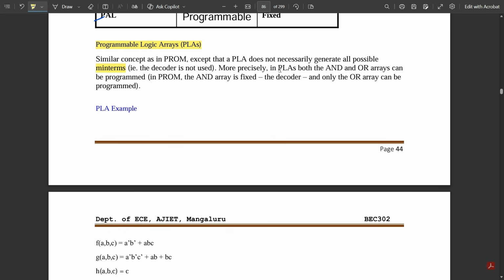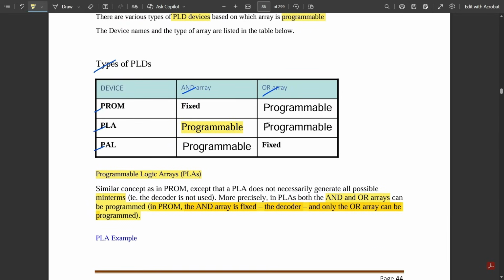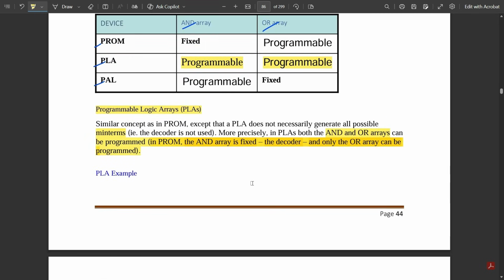More precisely, in PLAs, both AND and OR arrays can be programmed simultaneously. Okay, in PROM, the AND array is fixed, the decoder and only the OR array can be programmed, right? Whereas in the case of programmable logic arrays, both the AND array and the OR array can be programmable. So that's why we could be using both the gates simultaneously. Okay, it's clear, right? This is what is meant by programmable logic array.